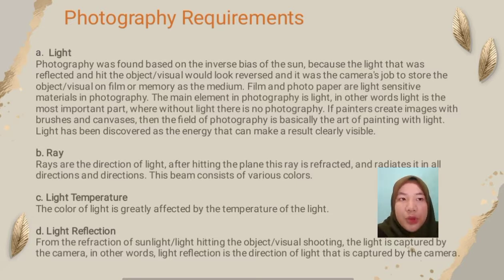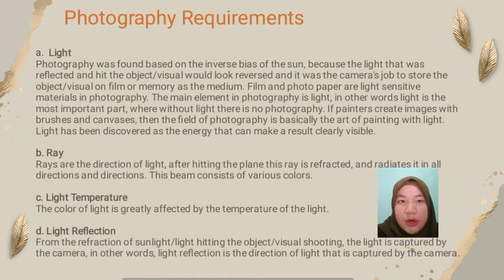Film and photo paper are light-sensitive material in photography. The main element in photography is light. In other words, light is the most important part, where without lighting there is no photography. If painters create image with brushes and canvases, then the field of photography is basically the art of painting with light. Light has been discovered as the energy that can make a result clearly visible.